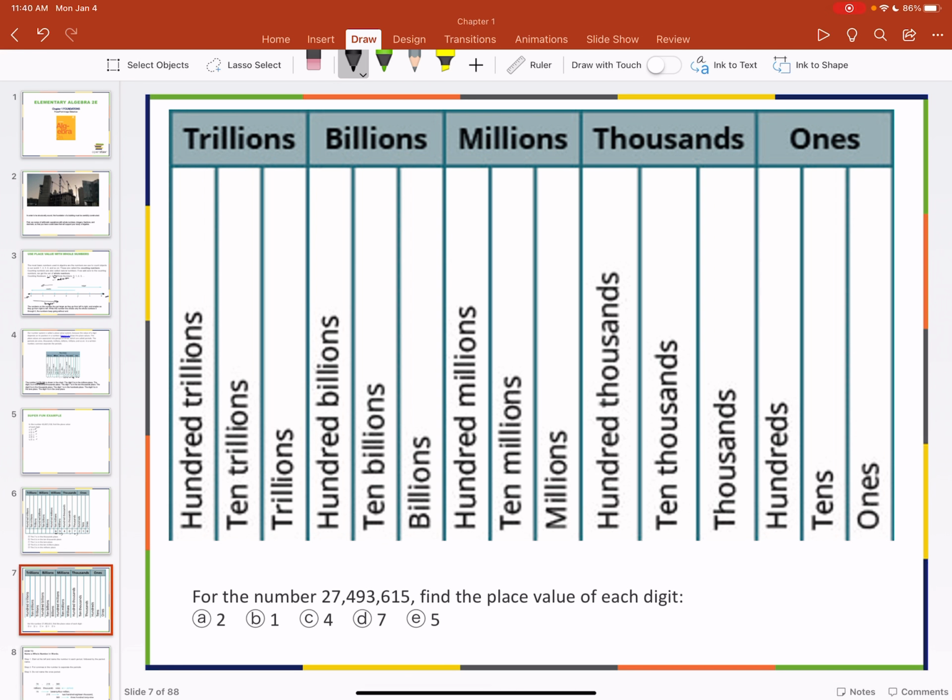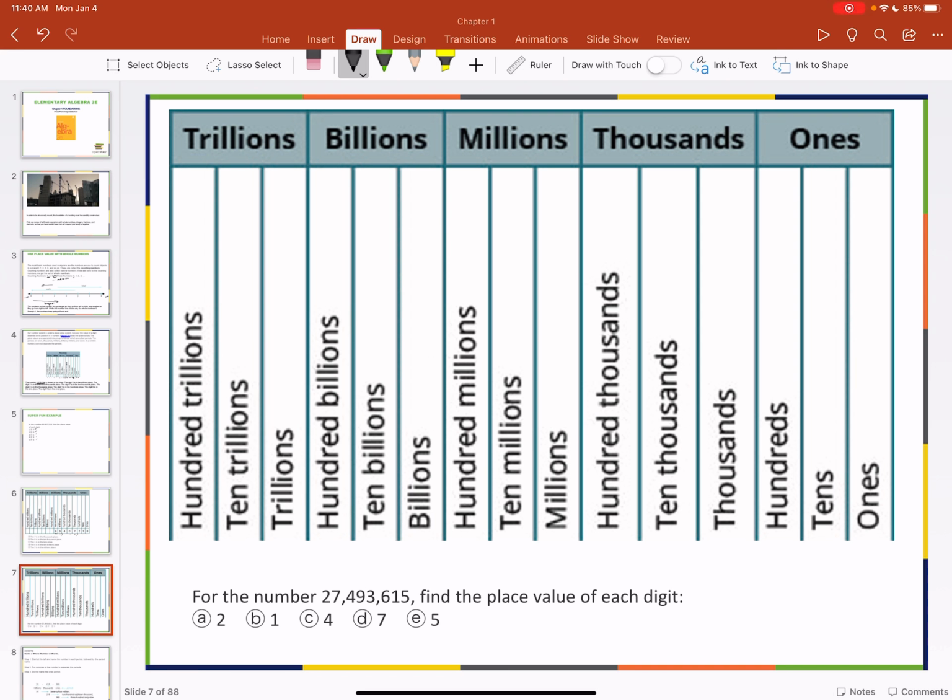Okay, so what you can do here is just push pause on your video, and then you can go ahead and try this on your own and see if you do this correctly here. Okay, so we're going to write the number 27,493,615, and then we're going to find the place value of the 2, the 1, the 4, the 7, and then the 5. Okay, so I'll wait 10 seconds because you're going to pause and try this. And then I'll go into it, okay?